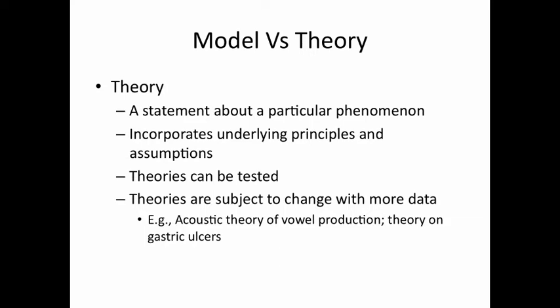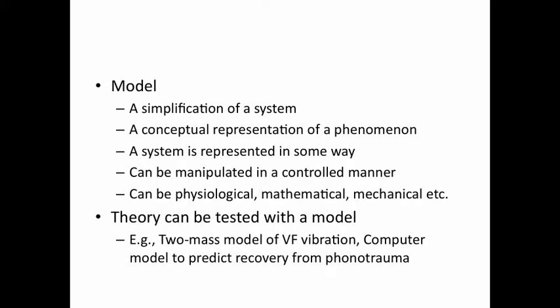So that theory, which said that because of the food that you eat, acidic, spicy food, or because of stress, those could be aggravating factors. But the theory changed from the assumption that it was due to stress to the assumption that it is because of the bacteria, H. pylori. Do you see the difference? So a theory is just a statement. It incorporates certain underlying principles. A theory can be tested, and with the data that you get from testing the theory, a theory can be subjected to change. Okay. When we talk about a model, it is a simplification of a system.